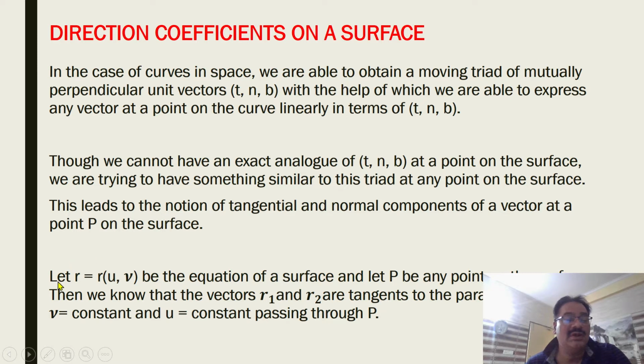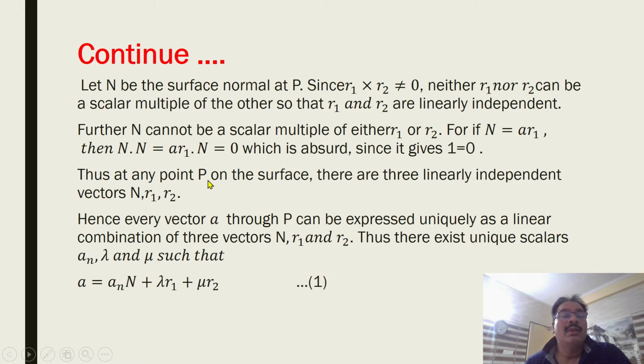For this purpose, let us consider r = r(u,v) be the equation of the surface and let P be any point on the surface. Then we know that the vectors r1 and r2 are tangents to the parametric curves, and we have already established this result in the previous lecture, that v equal to constant and u equal to constant pass through P. Let capital N be the surface normal at P.